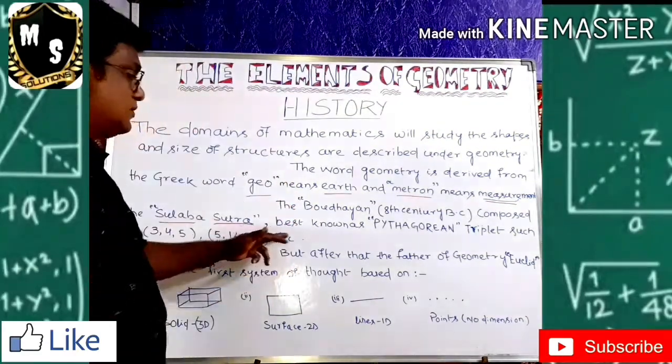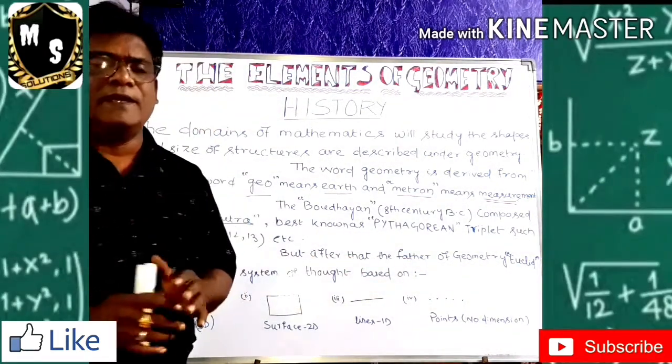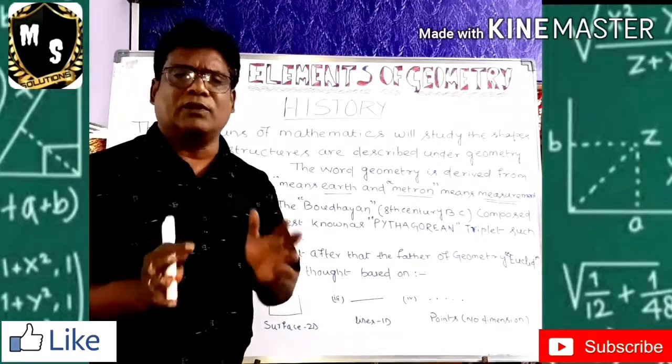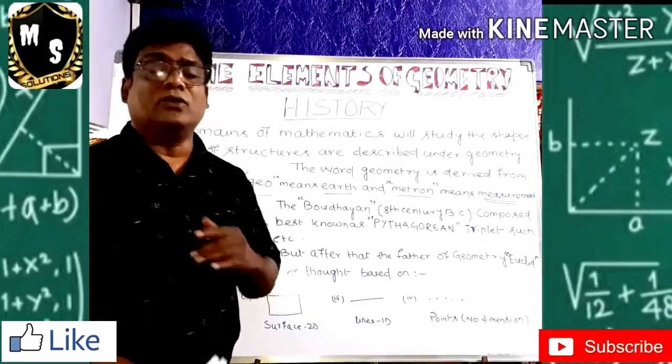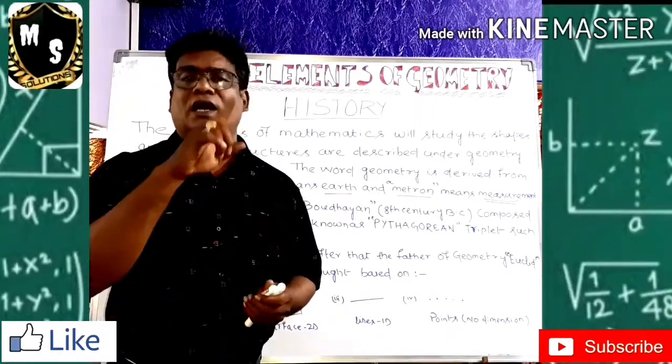Pythagoras is best known for the Pythagorean triplet. Pythagoras applied his formula on a right angle triangle to find the largest side of the triangle. What is the largest side? The largest side is called the hypotenuse.